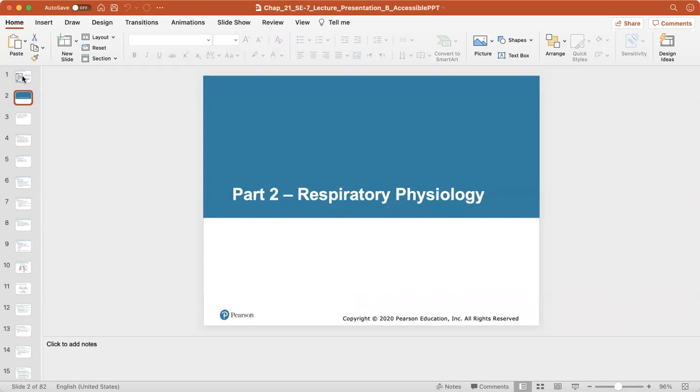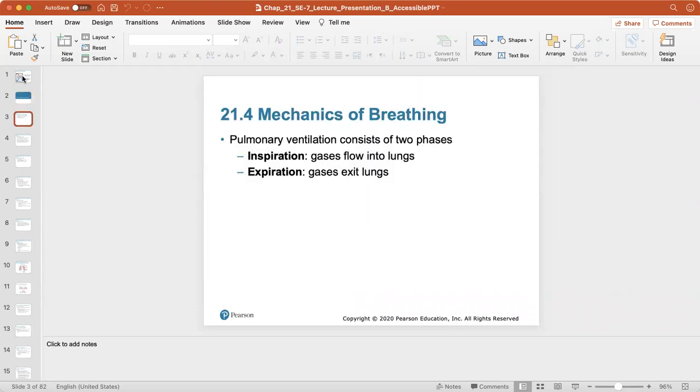So respiratory physiology, we're going to talk a lot about the mechanisms of breathing, the pressures that are involved. We'll also talk a lot about gas exchange. The workshop on the respiratory system about gas exchange will be really helpful if you can try to get to that workshop as well.